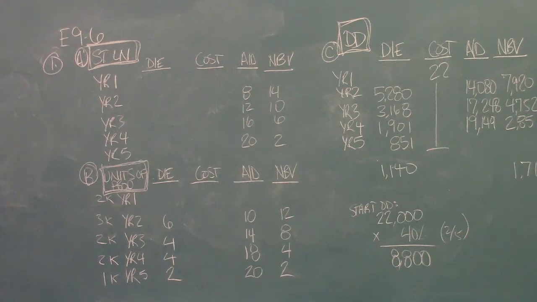Okay, next one on our list is E96. E96 says Solar Innovations Corporation bought a machine at the beginning of the year at a cost of $22,000. The estimated useful life was 5 years. The residual value was $2,000.